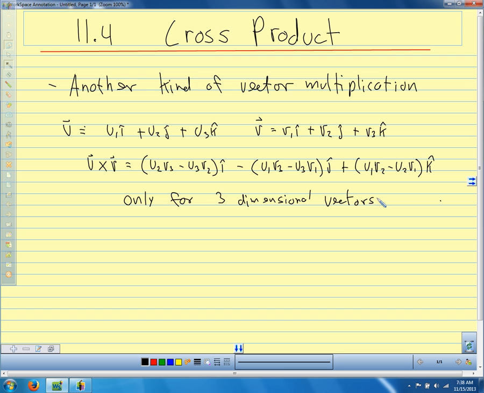And one important property is that u cross v is orthogonal to both u and v. So that's one property of the cross product that we're going to take advantage of a lot.